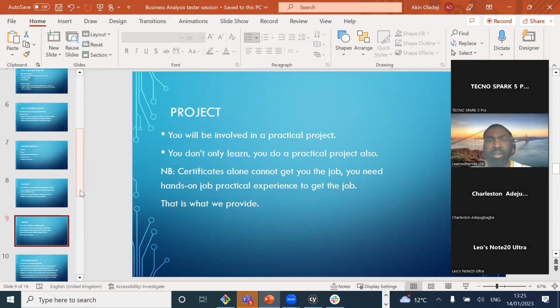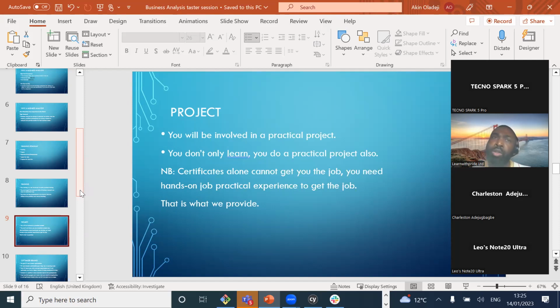Any team you find yourself, be active. There might be conflict. It is part of the process. It is part of the story you tell when you start attending interviews. But when it comes to project, please don't let your team members be chasing you all around.